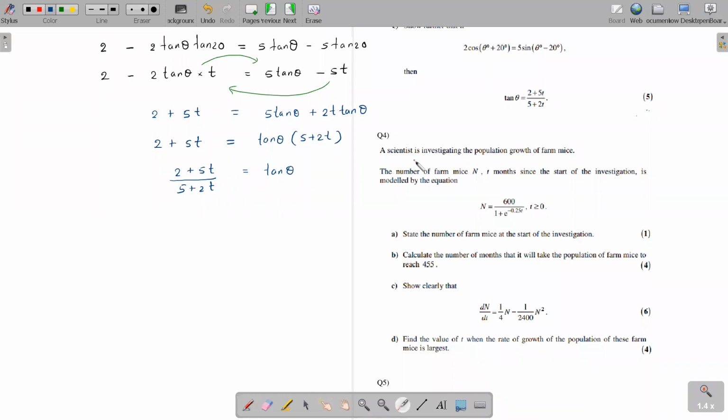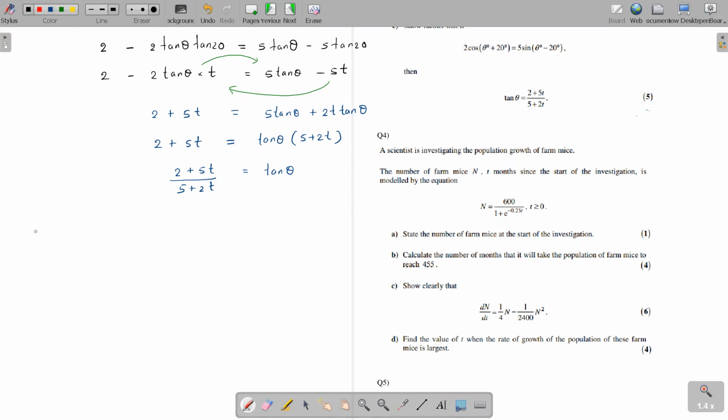Question number 4: a scientist is investigating the population growth of farm mice. The number of farm mice, N, t months since the start of the investigation is modeled by the equation N equals 600 over 1 plus e to the power of minus 0.25t, where t is greater than or equal to 0. State the number of farm mice at the start of the investigation.